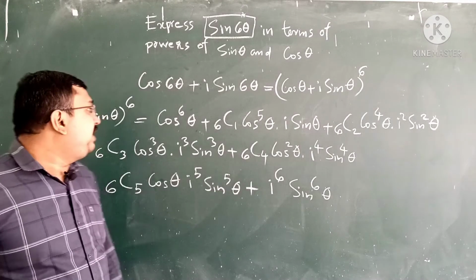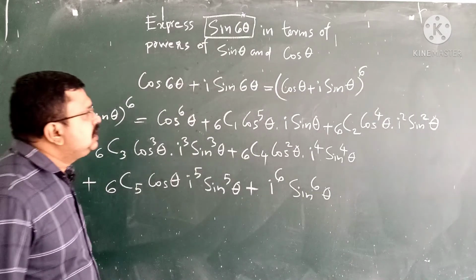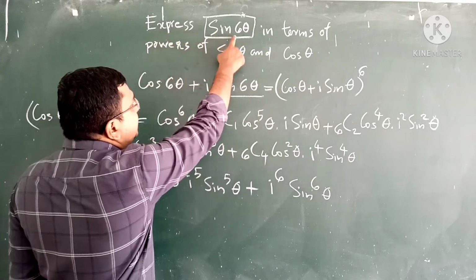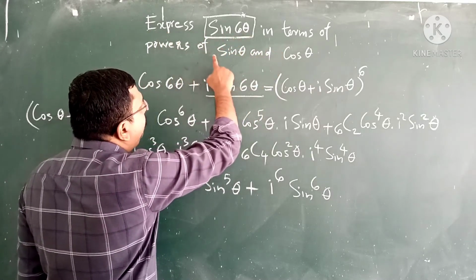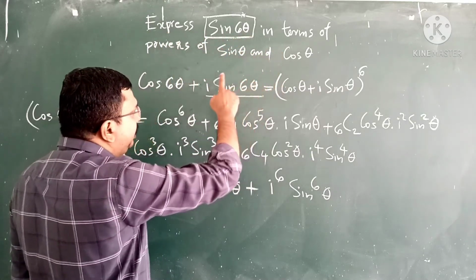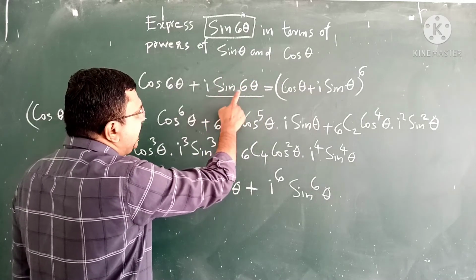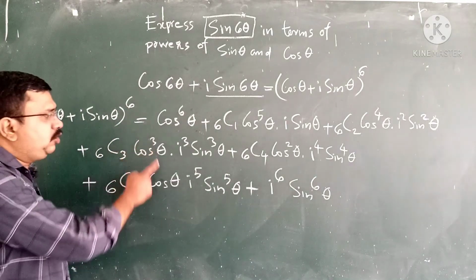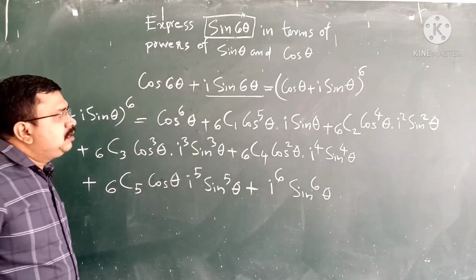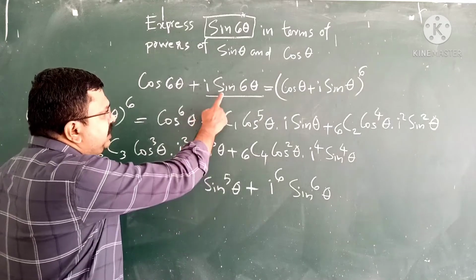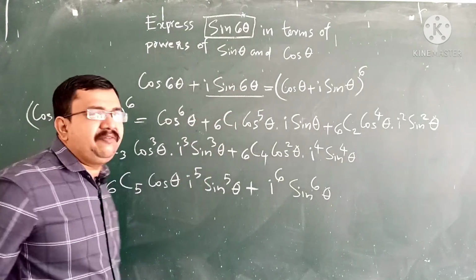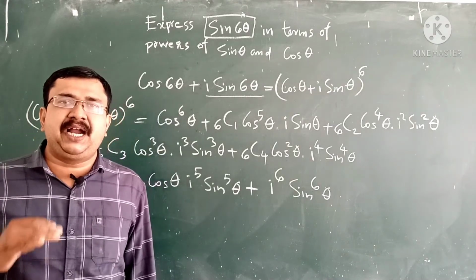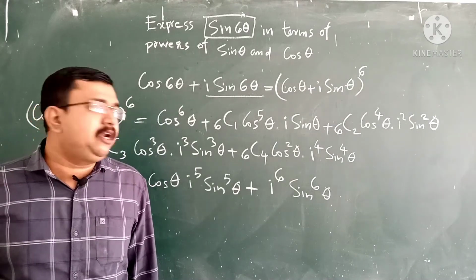Now we want to find the value of sin 6 theta, expressed in terms of powers of sin theta and cos theta. That is our imaginary part. From this equation, we find the imaginary part by equating it, which means the terms which contain i.